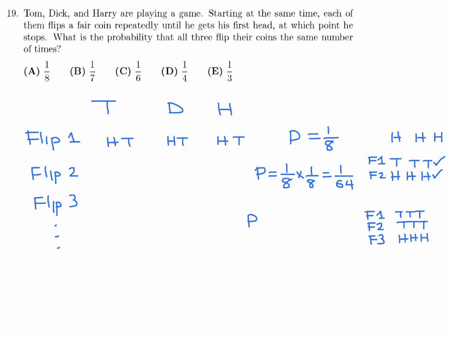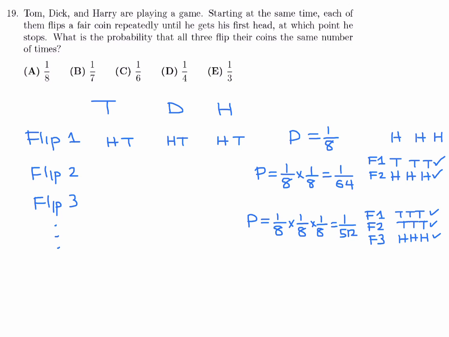Well, the probability of getting this one is 1 over 8. The probability of getting that is 1 over 8. The probability of getting this is again 1 over 8. So this is 1 over 512. Okay, I think that's enough.